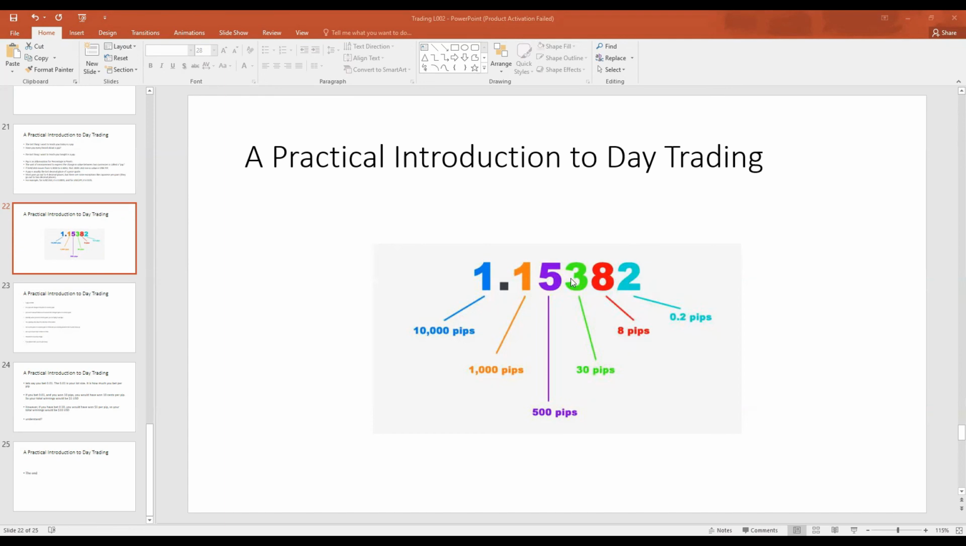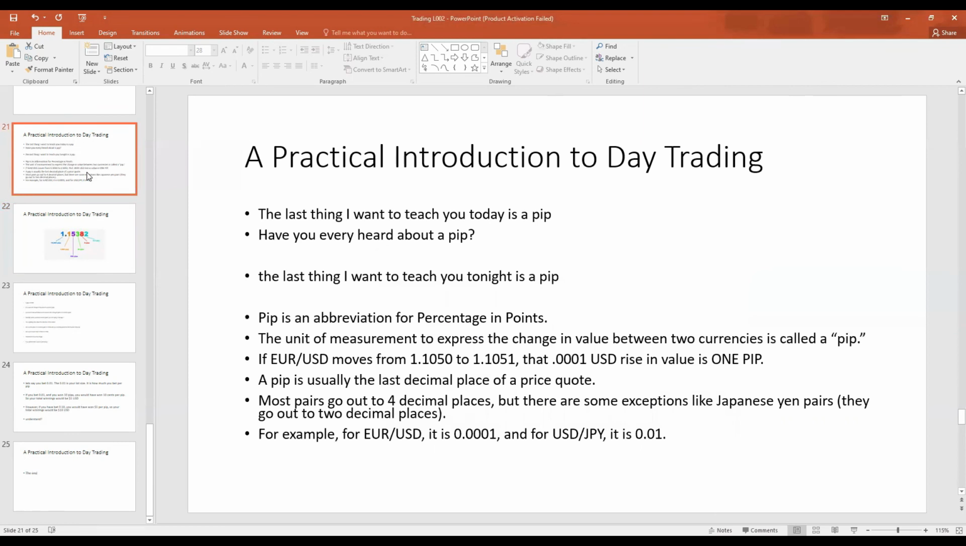The 3 here is 30 pips. The 5 here is 500 pips. The 1 here represents 1,000 pips. And the 1 here represents 10,000 pips. Pips are important because pips measure the change in the price of the currency pair.